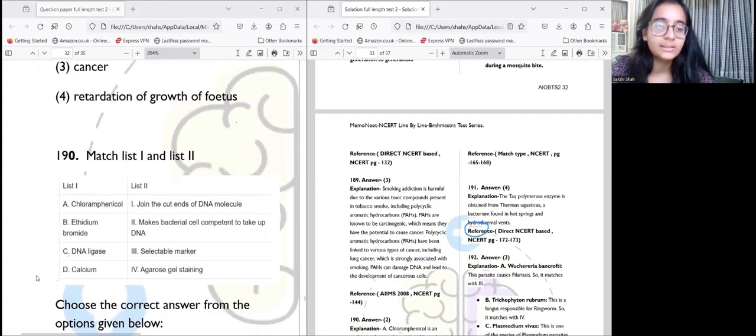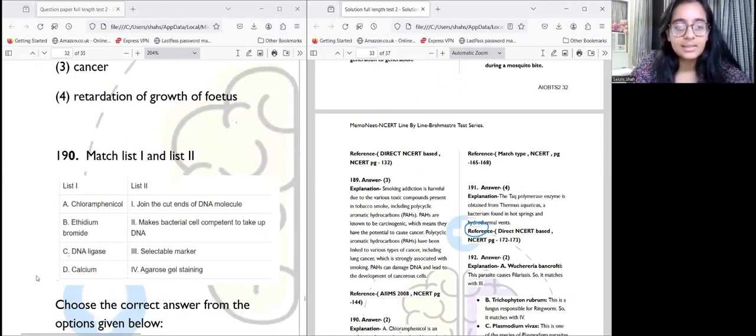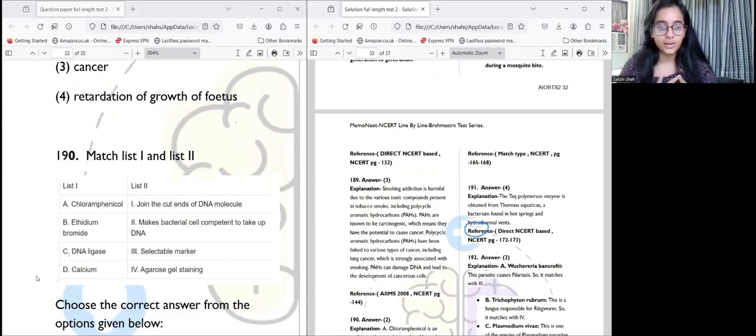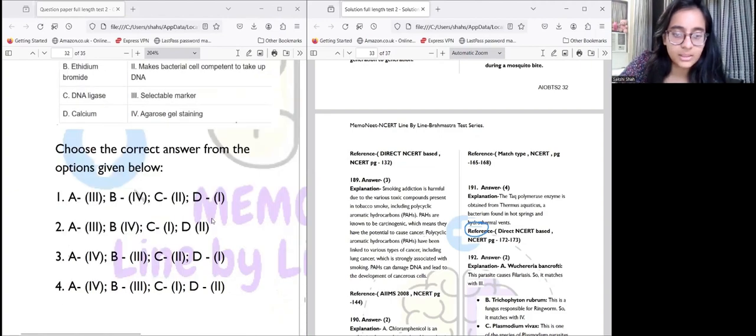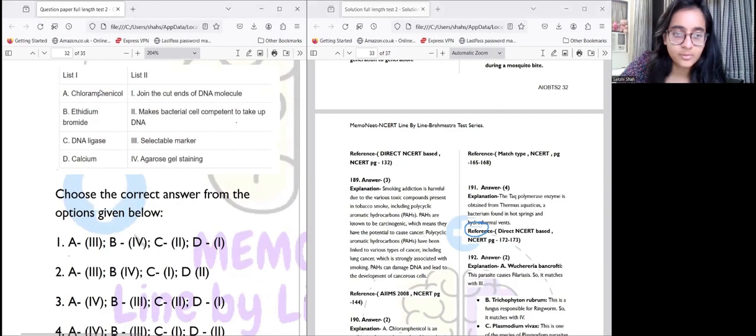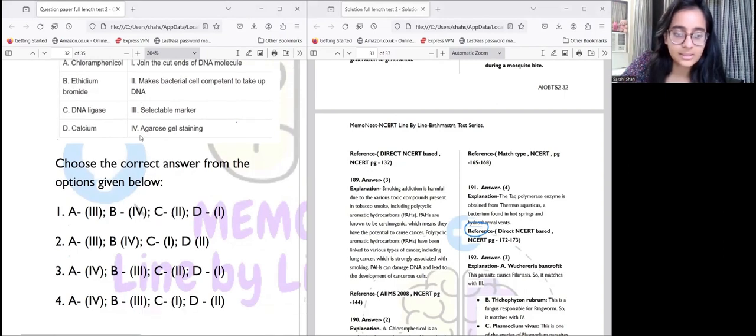Okay. Chloramphenicol, ethidium bromide, DNA ligase, and calcium. Let's see. So now we have agarose gel staining, which will be helped with ethidium bromide. DNA ligase helps to join. Ligate means join. Okay. Calcium and chloramphenicol. Chloramphenicol is a selectable marker, and calcium makes the bacterial cell competent to take up the DNA. Okay, so we have D2. D2 is in this and in this option. C is the same. So we have A. A we will see with 3. Okay, so the answer is option number 2.